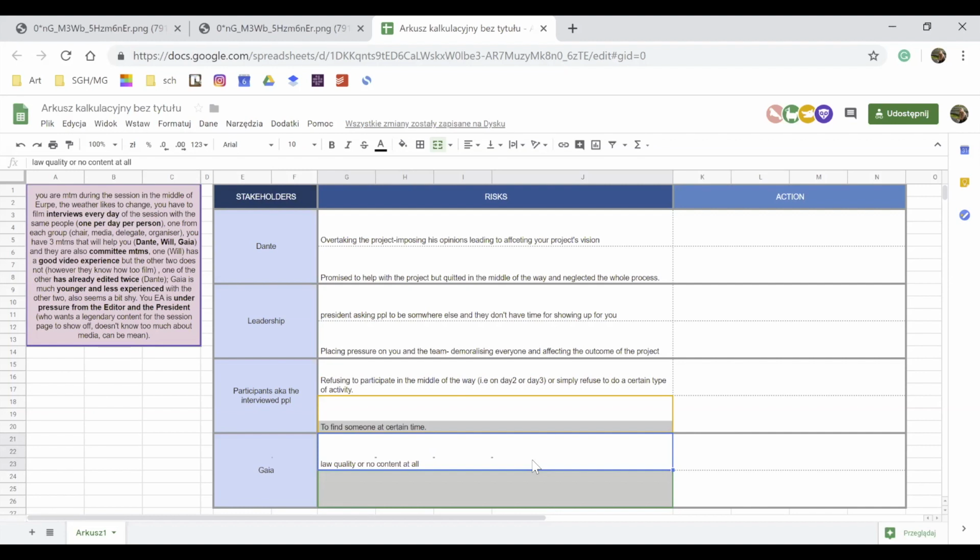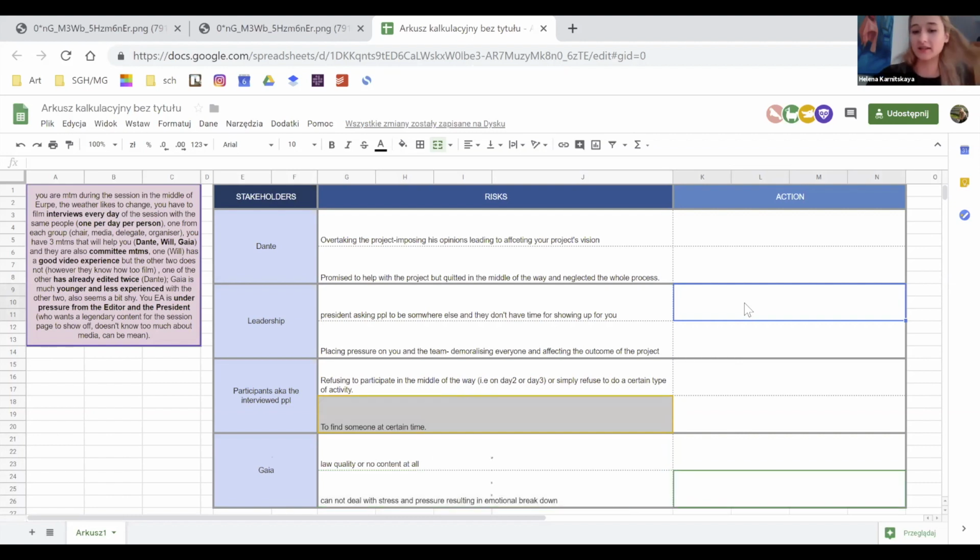I put this that Gaia may not be able to deal with stress and pressure, and that will result in emotional breakdown. Yes. Okay. Or not, because I don't see it. But this is very fair. And emotional breakdown will cause your project to have one less human resource.